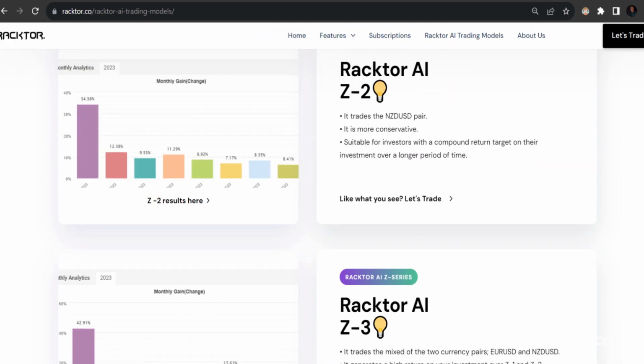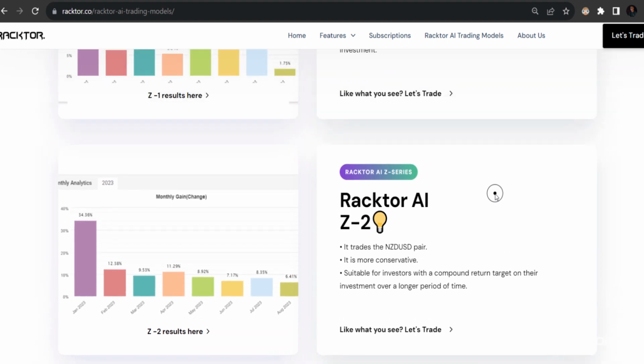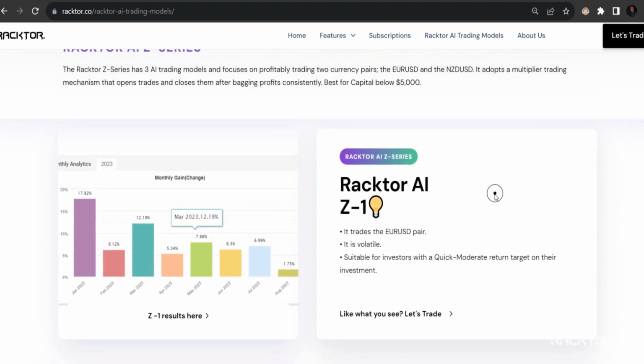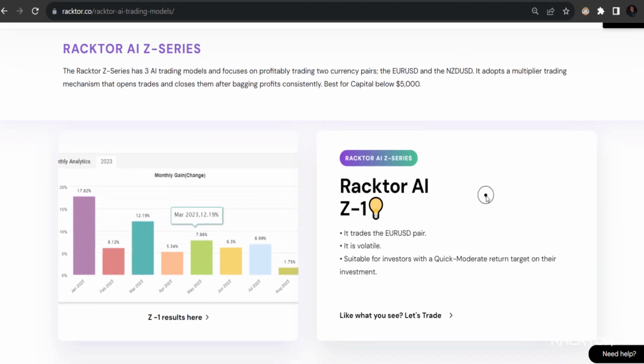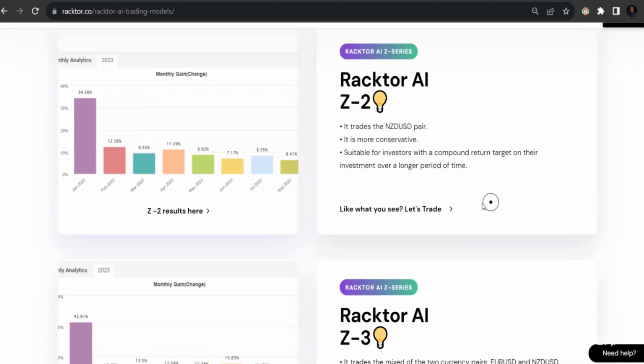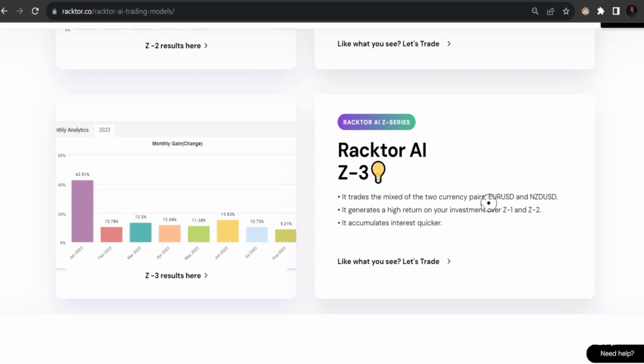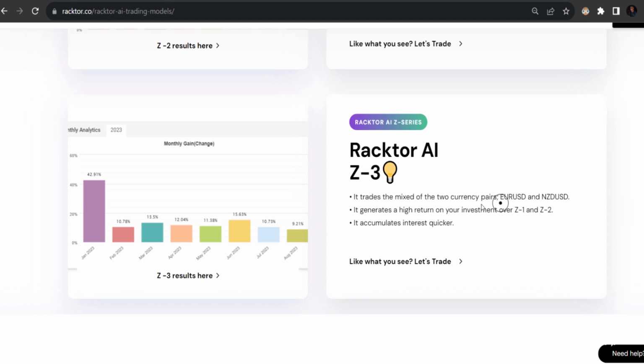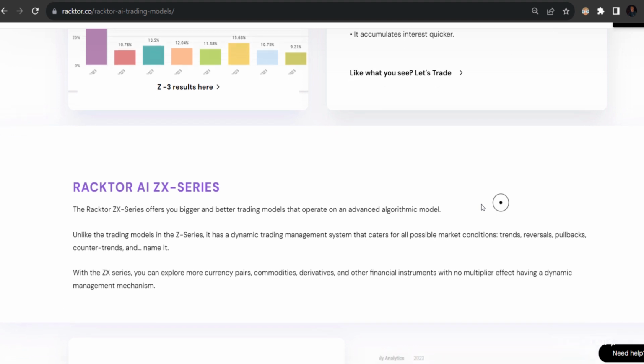So this is what we have under Racktor AI Z-Series. Just these three models, trading the EURUSD and the NZDUSD, and the Z3, the combination of both. Yes, it's suitable for any kind of investor. If you have a capital of just $100, this is good for you. Up to $5,000 and even more, this is good for you. And you'll see the real-time results over time as I'll be showing you soon.